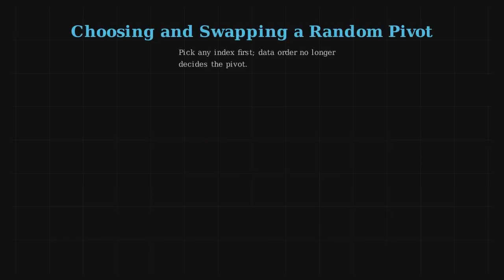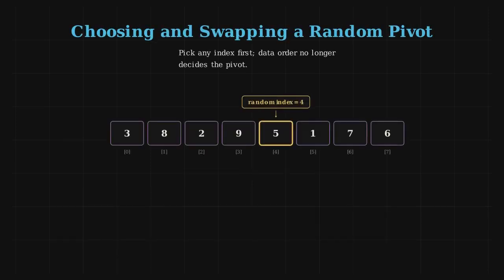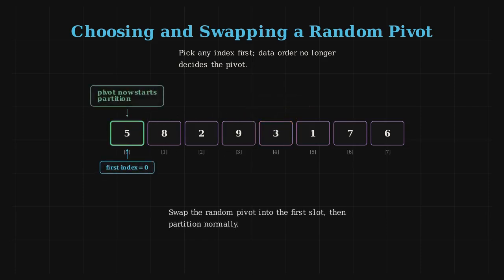We solve this by choosing our pivot completely at random. In this unsorted array, we select a random index, say, index 4 with value 5. We swap 5 with our final element, 6. Now, we run standard partitioning using 5 as our pivot, ensuring a balanced split on average.